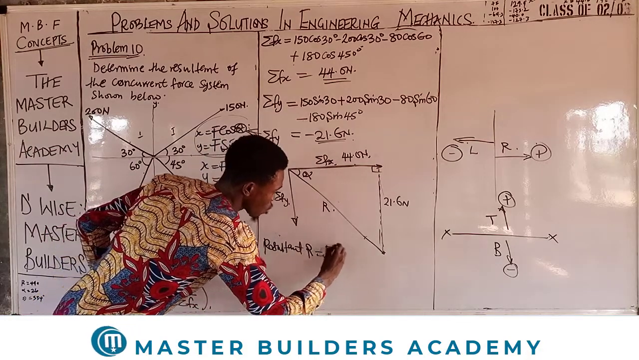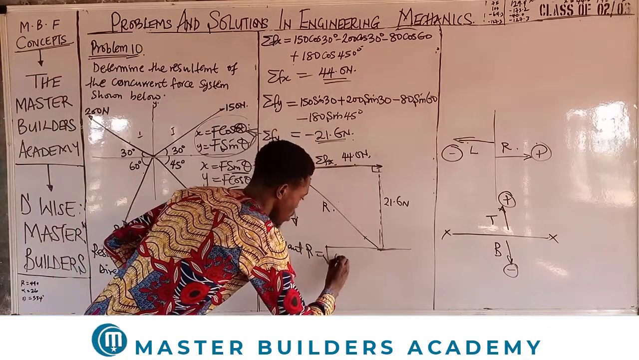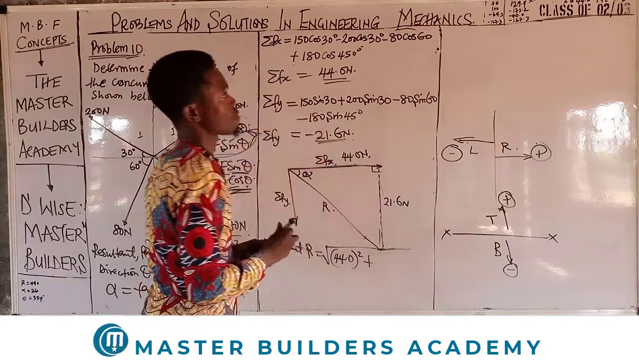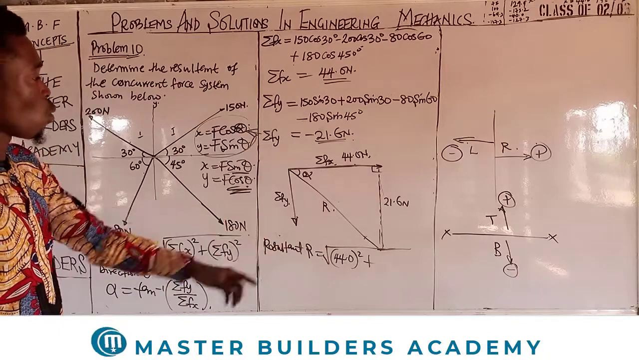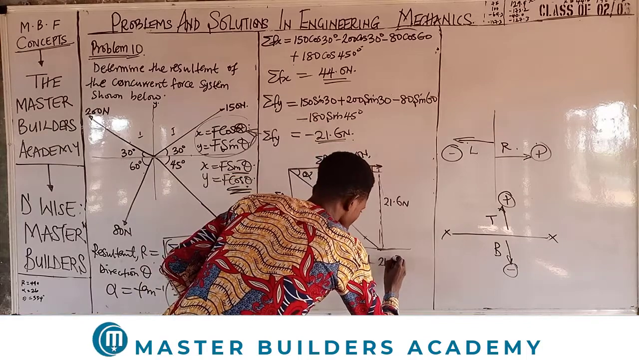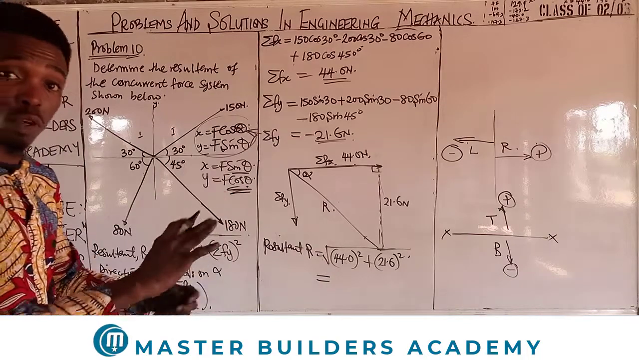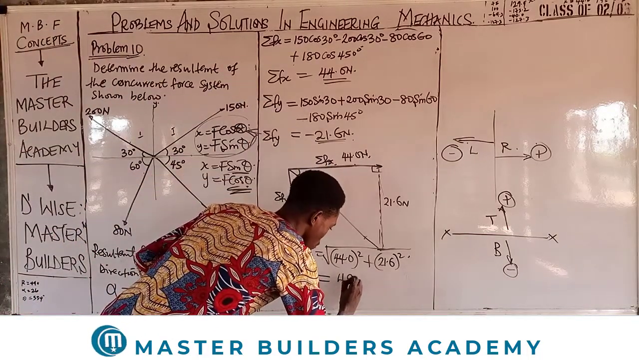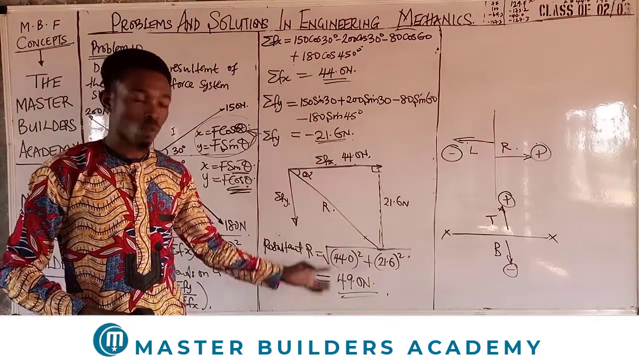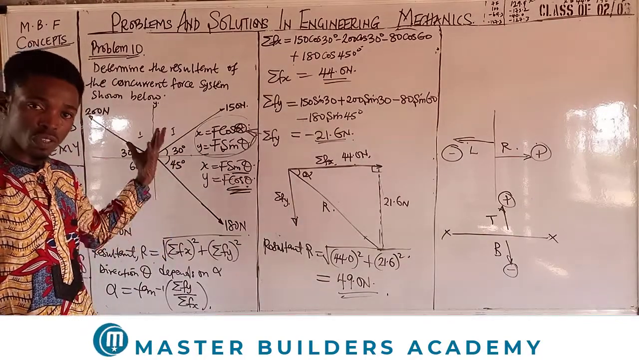So automatically the resultant R now becomes the square root of what is our sum of Fx? Sum of Fx is 44.0 squared plus sum of Fy would have given us what? 21.6, all squared. So when you compute what you have here and solve, your final answer will be what? An approximate value of 49.0 Newton. This is what we have when we solve this. So this is the resultant force for this force system.